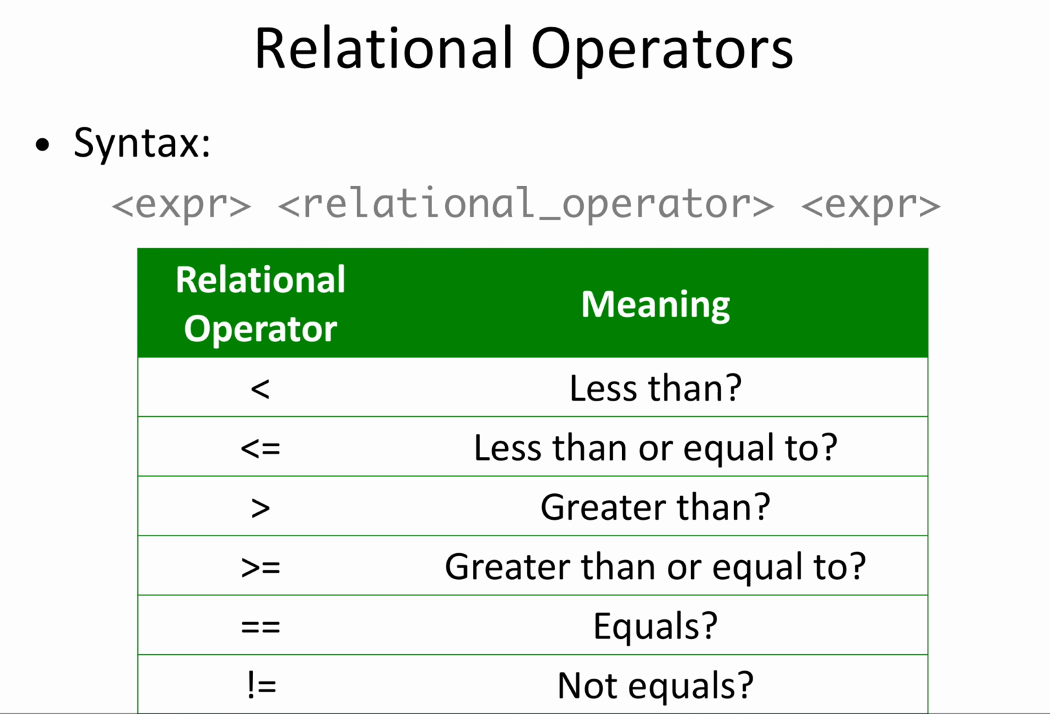Okay, so let's take a look at these different what are called relational operators, the syntax of the conditions we can put. And so we've got our less than or equal to, greater than, equals, and not equals, as we just explained on the previous slide. If you want, you can test these using the Python interpreter or your own Python programs.